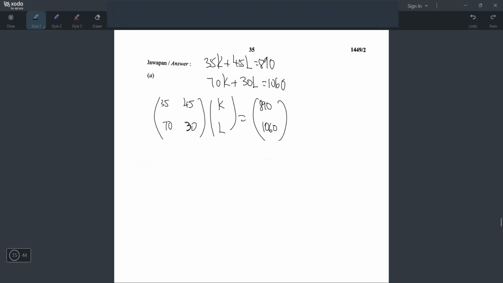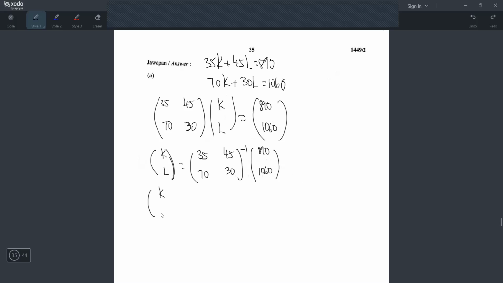And now you have to apply matrix inverse to solve this question. So what you do is you will leave the K and L here, and this whole matrix will move to the other side. When you move to the other side, because it's a times relation, it becomes divide, right? But in matrix, we don't call it divide, we call it inverse. So it will be the inverse of 35, 45, 70, 30. So -1 means inverse. And don't forget, you still have to times with the 890, 1060.